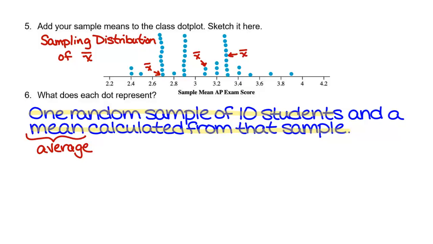Okay. I want you to draw a couple arrows to individual dots, and I want you to label them as X bars. So X with a little line over the top. Each one of those dots is an X bar.